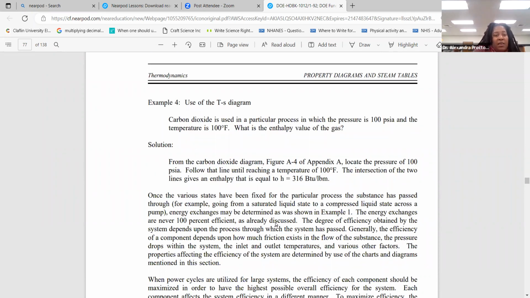So for the fourth example, if you use the diagram, carbon dioxide is used in a particular process in which the pressure is 100 psi and the temperature is 100 degrees Fahrenheit. What they're asking is what is the enthalpy value for that gas? If you look at the carbon dioxide diagram in A4, appendix A, you locate the pressure of 100 psi. You follow that line to a temperature of 100 degrees Fahrenheit. The intersection of those lines gives you an enthalpy of 316 BTU.